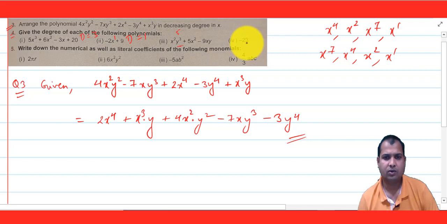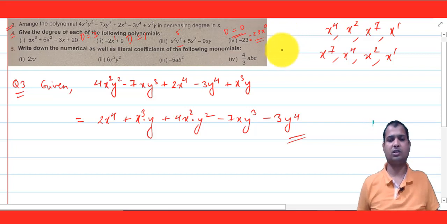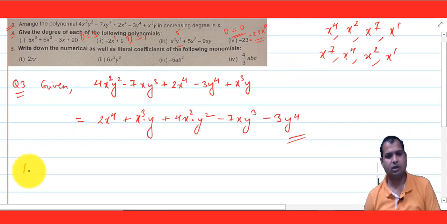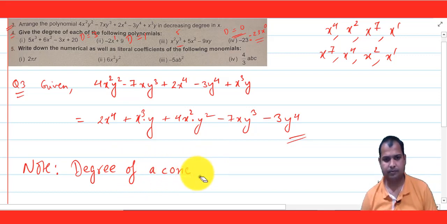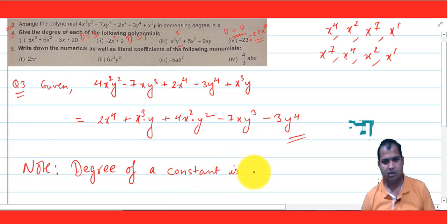Now here we have got a constant minus 23, but this can be written minus 23 into x to the power 0. So here degree will be 0. So you should remember that degree of a constant is always 0.